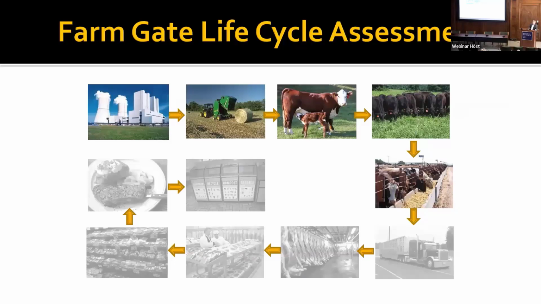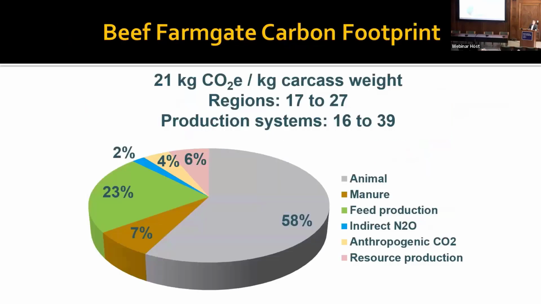So most of the life cycle assessment work for animal agriculture, particularly beef, has been what we would call a farm gate life cycle assessment. That's looking at everything that goes into producing the animals up to the time of harvest. And we've done a farm gate carbon footprint study for beef in the United States by dividing the United States up into, I guess it was 7 regions, and then modeling typical production systems within each region, and then doing a weighted average across the whole United States.